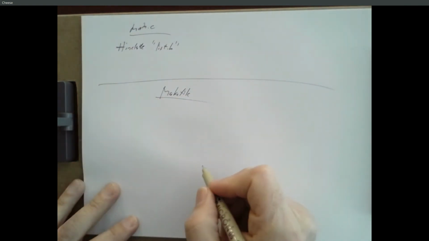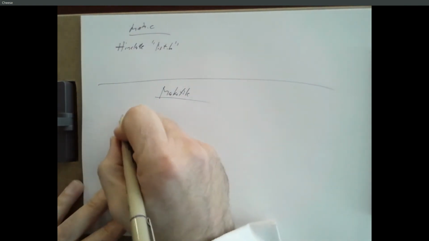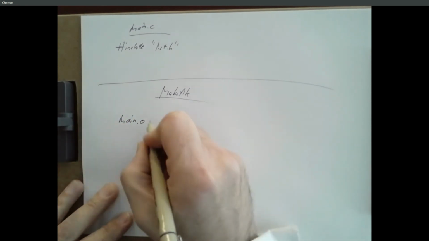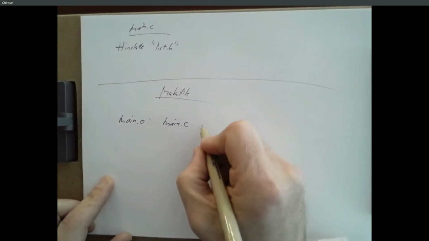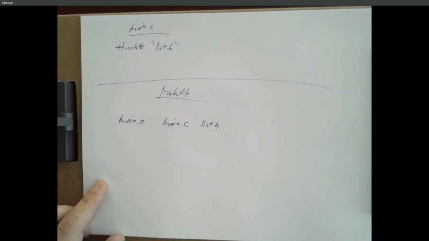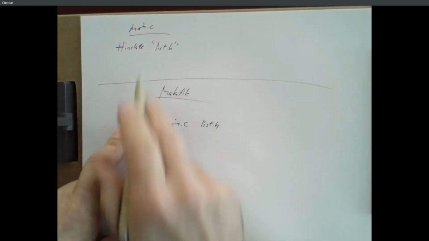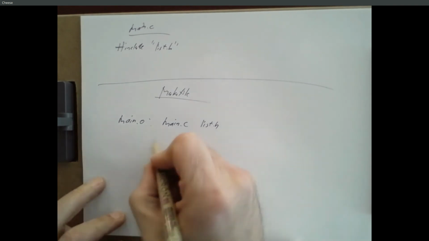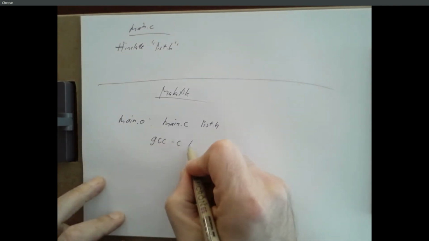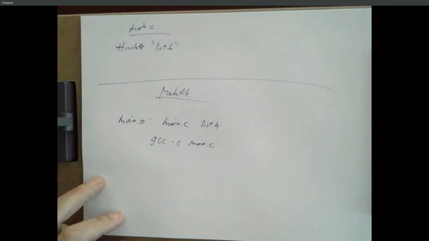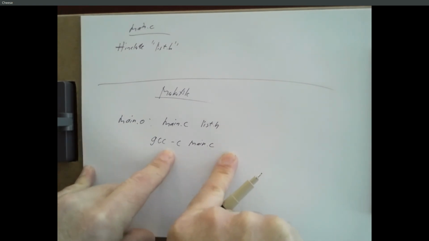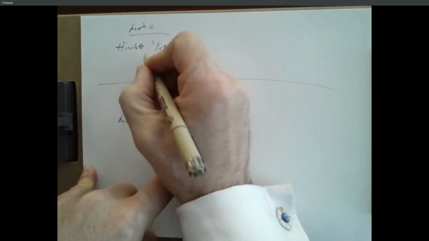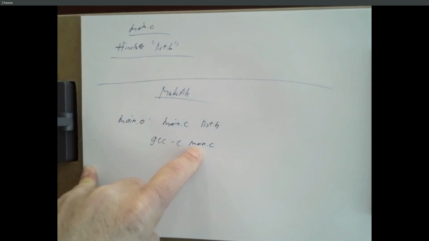So in my makefile, how do I build main.o? It's going to depend on main.c. So if main.c changes, I need to rebuild my object. It's definitely going to depend on list.h. If list.h changes, I'm going to have to rebuild my object because my C code has changed. My command for this would be gcc -c main.c. I don't have to list list.h here. I don't need to tell gcc anything about list.h because main.c has an include statement. So that will automatically pull in list.h.